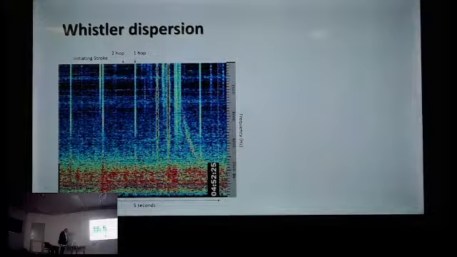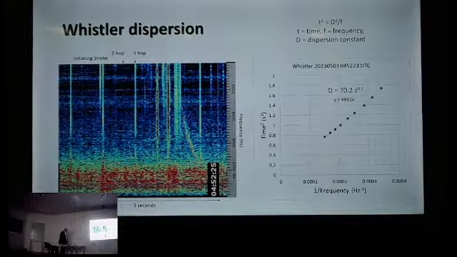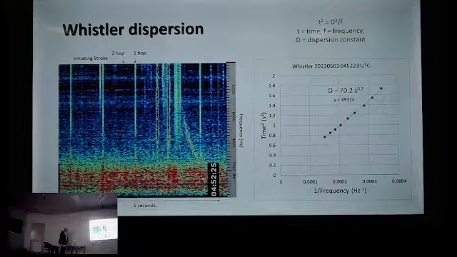The properties of these whistlers tell you something about the integrated electron density around the duct. So as the radio wave propagates, it gets dispersed in this plasma by what's called the dispersion law. What I've done here is digitize this little whistler, and this is the dispersion relationship: the square of the time after some time zero is related to what's called the dispersion constant divided by the frequency.